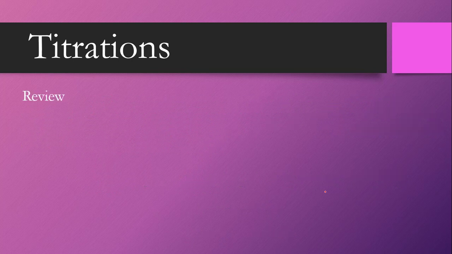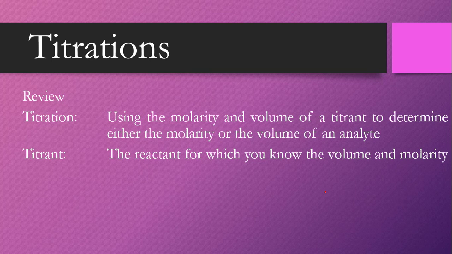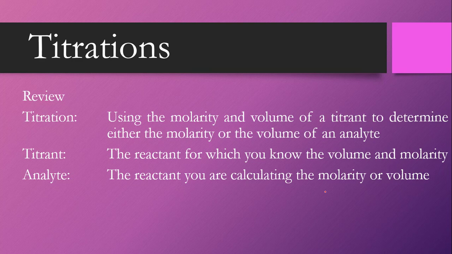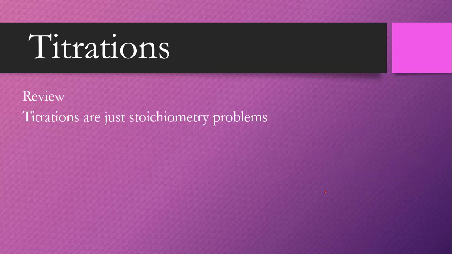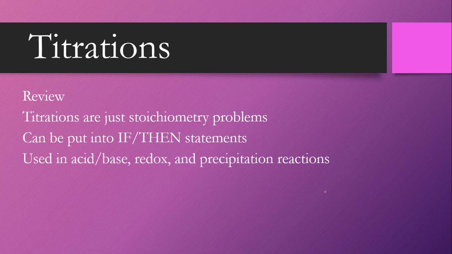So to review, titration occurs between aqueous solutions, and you use the molarity and the volume of the titrant to determine either the molarity or the volume of the analyte, with the titrant being the reactant for which you know both the volume and the molarity, and the analyte is the reactant for which you are going to be calculating either the molarity or the volume. They're just stoichiometry problems. You can figure out the if-then statement, and for titrations, it's the reactants. It's used in acid-base, redox and precipitation reactions. It can be a limiting reagent question, but once again, we're going to defer on that.